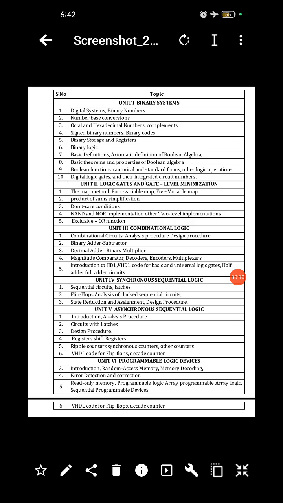So I request you to study all the topics in the syllabus. Here I am going to give some hints to prepare for the end examination.